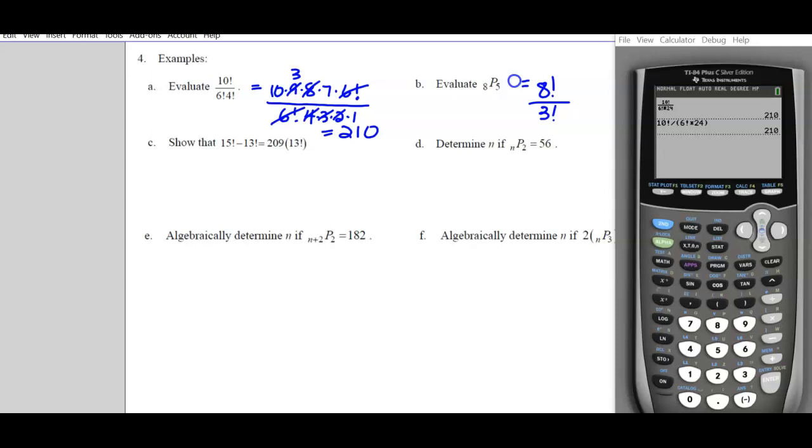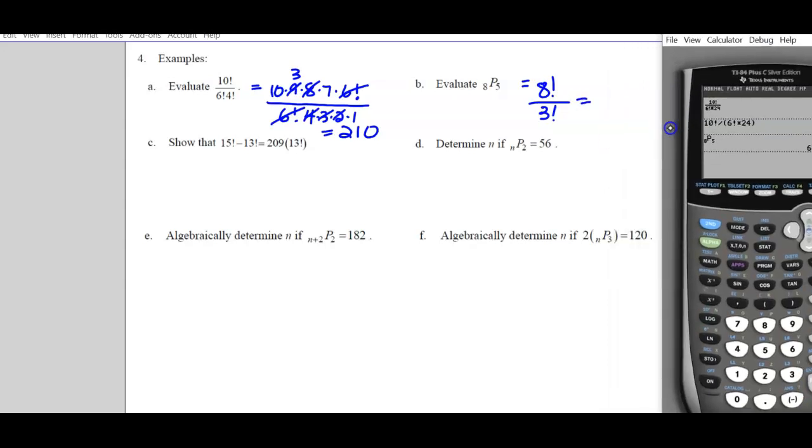Okay, so that's 8 factorial over 3 factorial, right? Because 8 minus 5 is 3. So that would be 8 times 7 times 6 times 5 times 4. Or do it in your calculator. Usually I will do it in my calculator unless these two numbers are close, because then you know you only have a couple factors in the numerator, right?